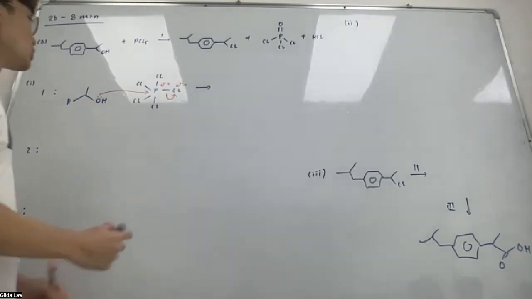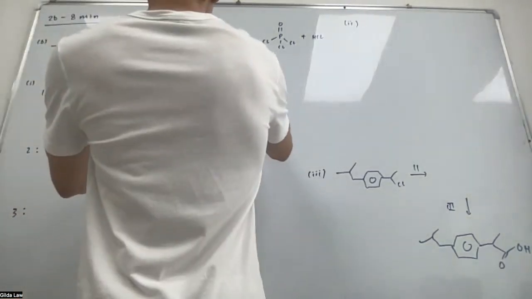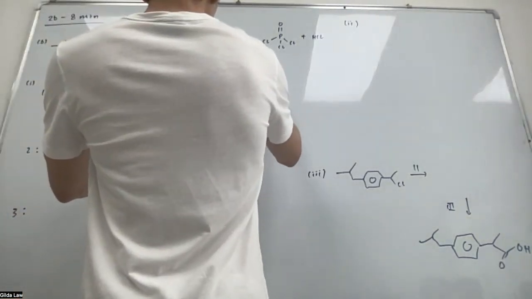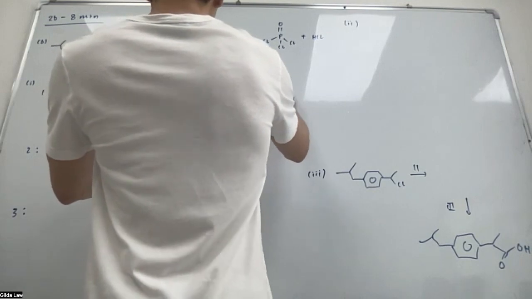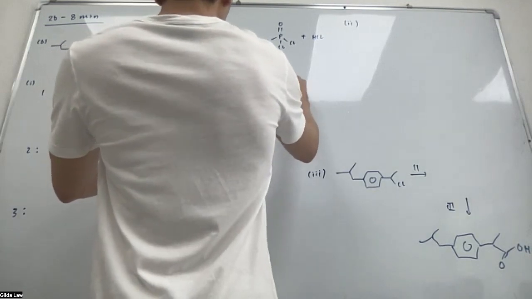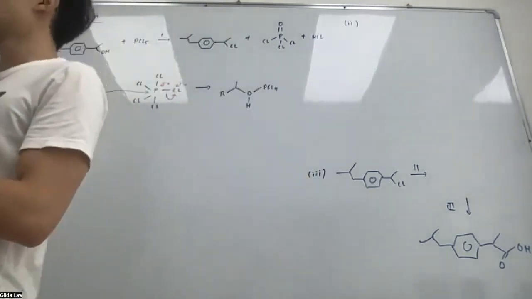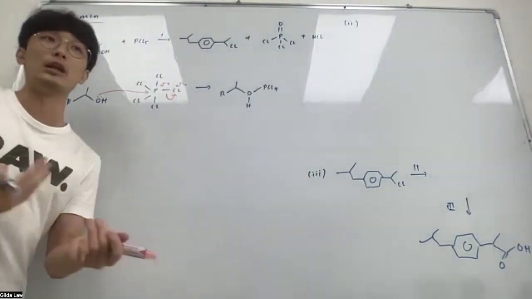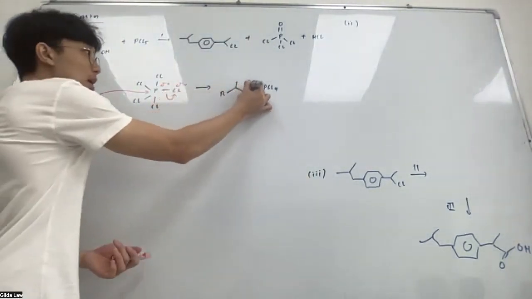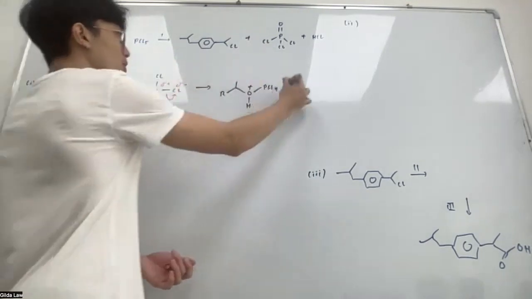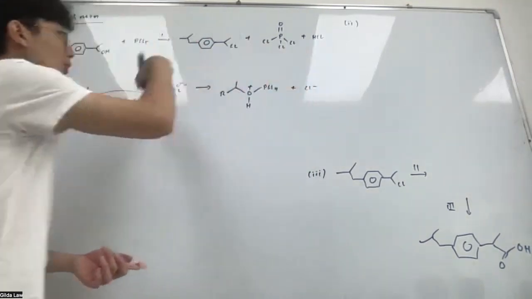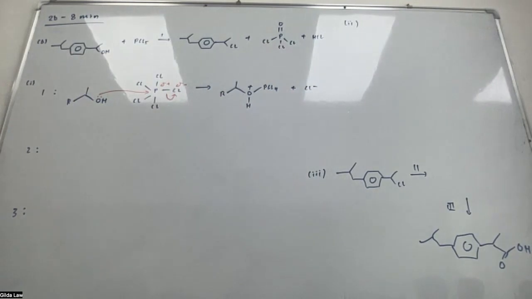You just need to bond with the phosphorus. Now take note, the oxygen still has the H attached to it. Nothing happened to the H yet. So PCl4. But oxygen is giving lone pairs away, losing electrons means it has a positive charge, and then you get Cl minus, which balances out the positive charge. So that's for step 1.